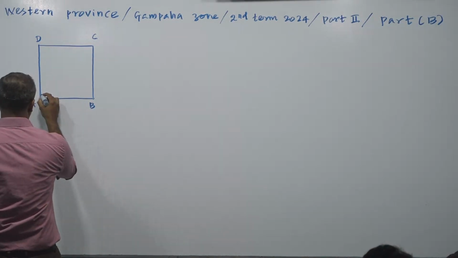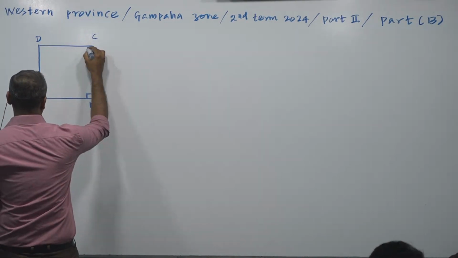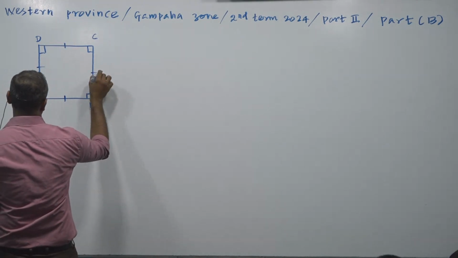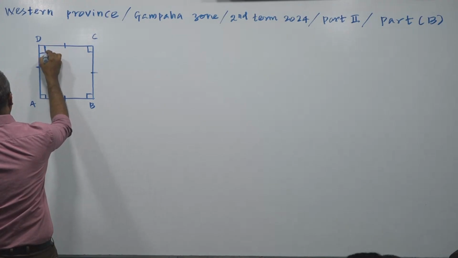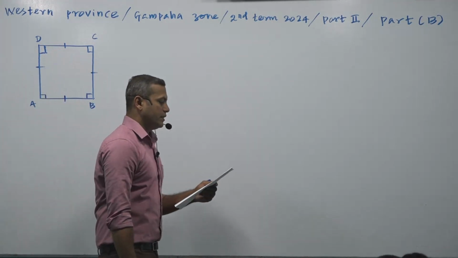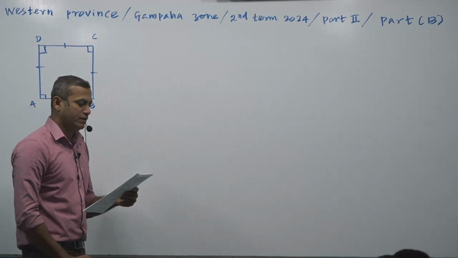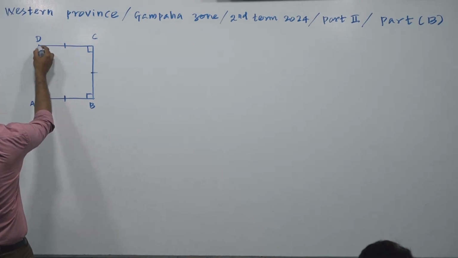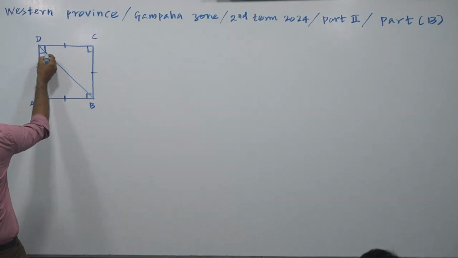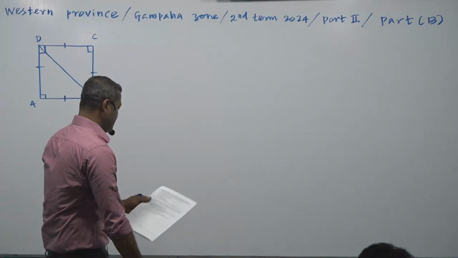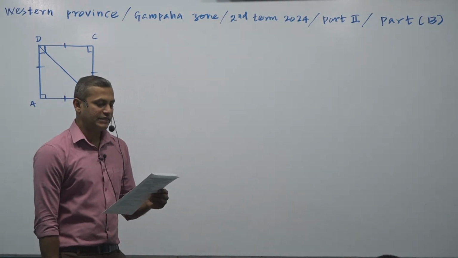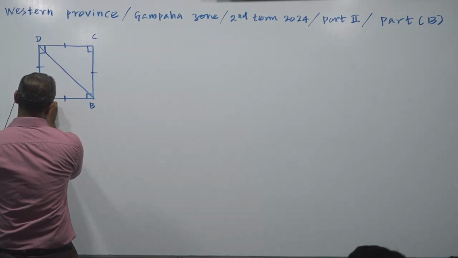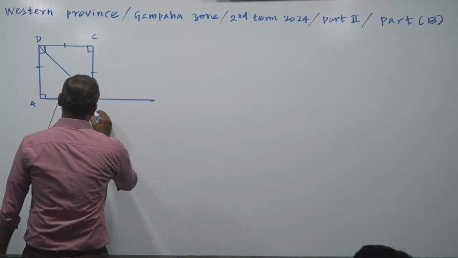ABCD is a square. Then in a square, all the angles are right angles and all the sides are equal. Area of the square is 120 centimeters squared. BD is connected. Then join BD. Extended AB. Extended AB means you need to produce AB towards right side like this.